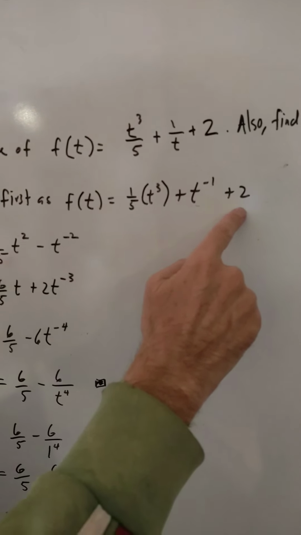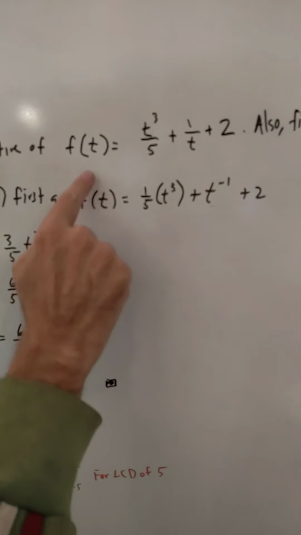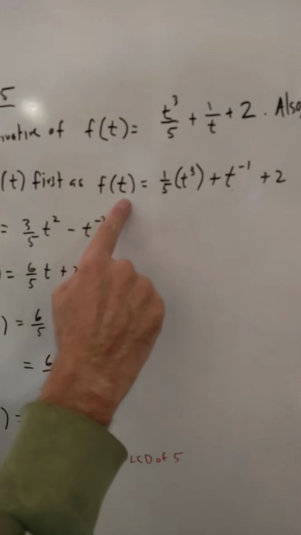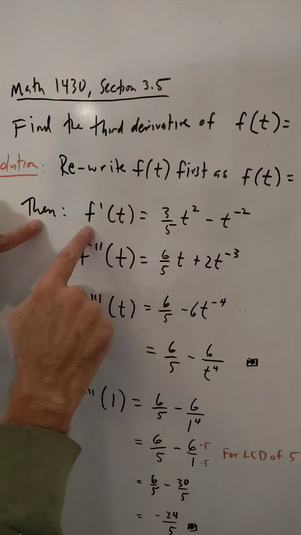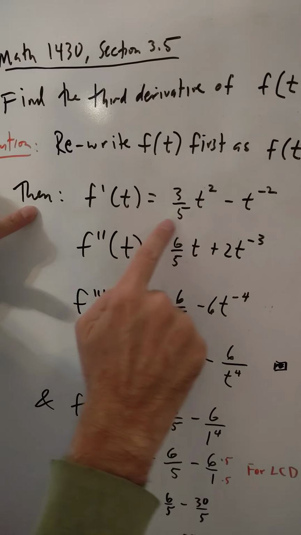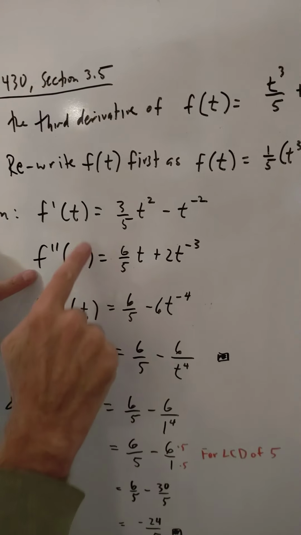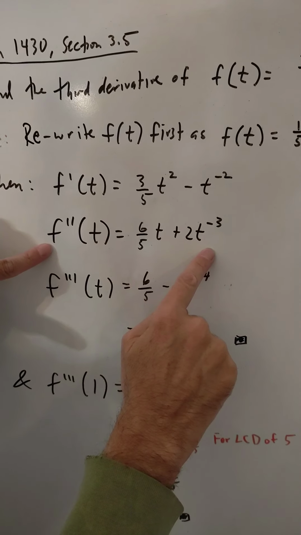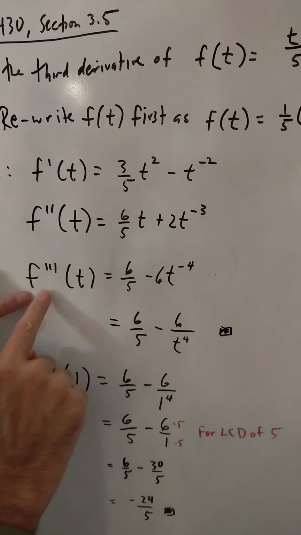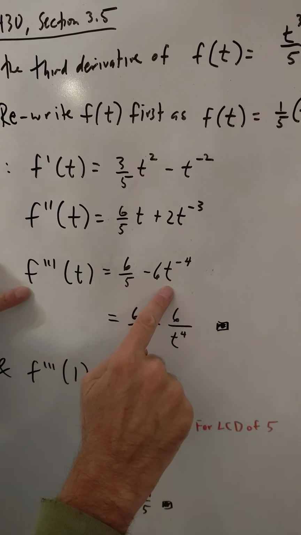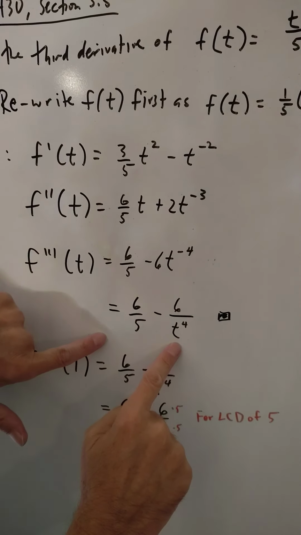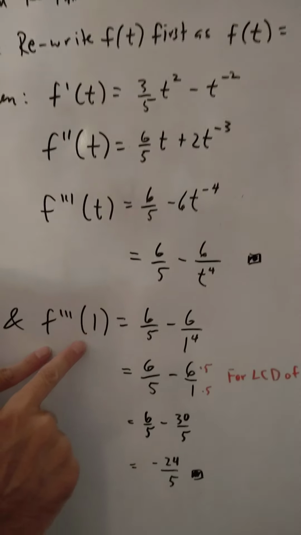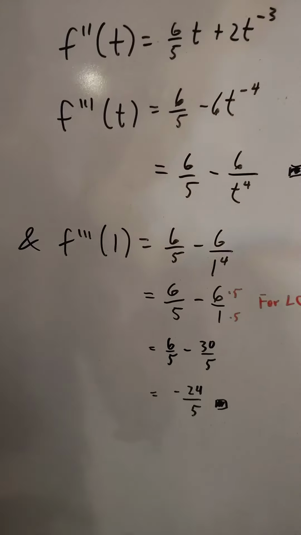It's still the function f. That's why I did not write a prime here. It's still f of t. Now we're ready for the derivative. So the first derivative is denoted f prime of t, and we got this answer. And then we took the derivative of this derivative to give me the second derivative of this. And then the derivative of the second derivative is the third derivative, which is this. And then I simplified it because we just had to stop at the third derivative. And then we evaluate it for t equals 1, and we are done.